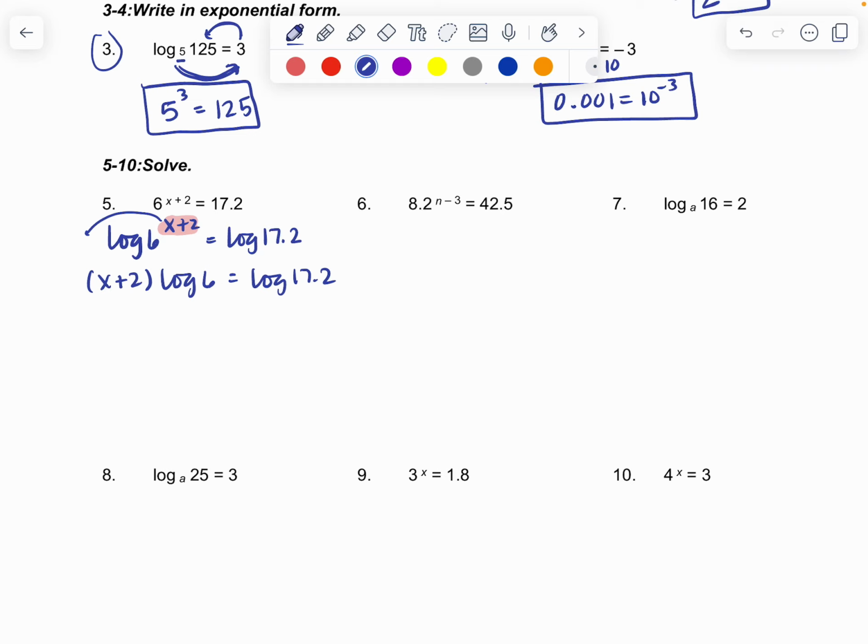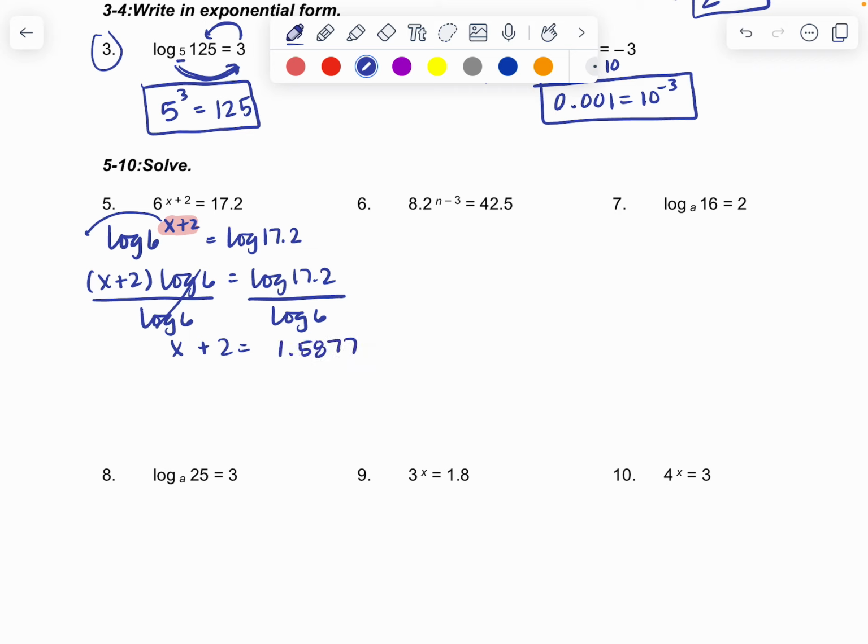Okay, so solving for x, let's divide both sides by the log of 6. And I'm going to get x plus 2 equals. At this point, if you'd like to plug that into your calculator, that's fine. So I've got the log of 17.2 divided by the log of 6. If you're doing this with me, actually plug it into your calculator and make sure you're getting the same answer as me.